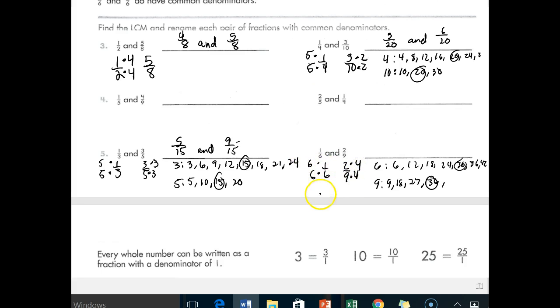Knowing your factors is key for this homework, obviously. 6 over 36, and 2 times 4 is 8. 8 over 9 times 4 is 36, right?